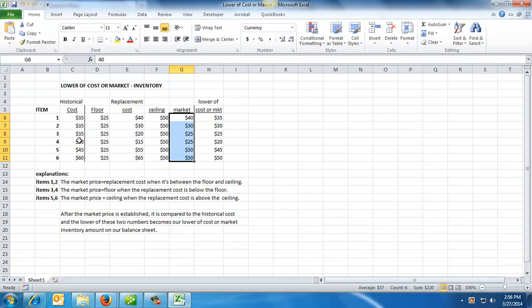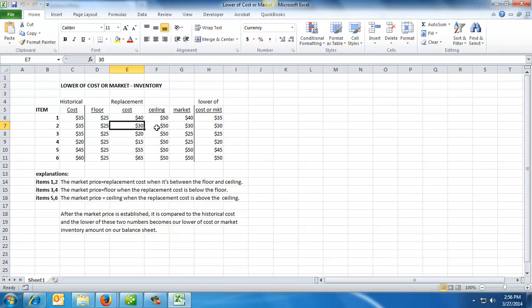So, in our first two examples for items 1 and 2, our starting market price is the replacement cost. Not what we paid for it, but what we could replace it for. So in scenario 1, our replacement cost is $40. As long as that is between the floor and the ceiling for replacement cost, we use the replacement cost as our market price. So that happens both in scenario 1 and scenario 2.